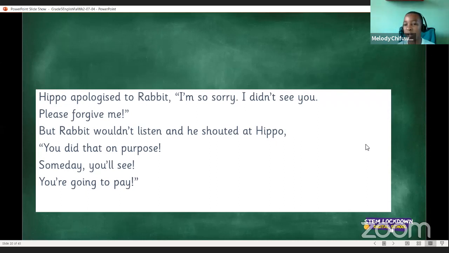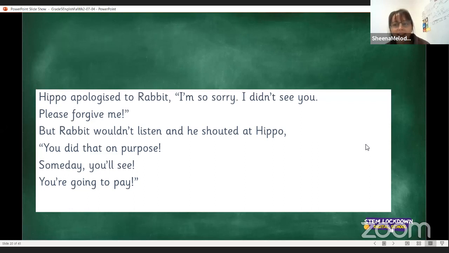The rabbit was a cruel friend. He's a cruel person because he's shouting at Hippo, but he knew that Hippo was older than him. So rabbit shouted, and then after that Hippo felt so sad. He even said sorry maybe three times or so, and now rabbit does not forgive. Okay, that's a very creative answer.